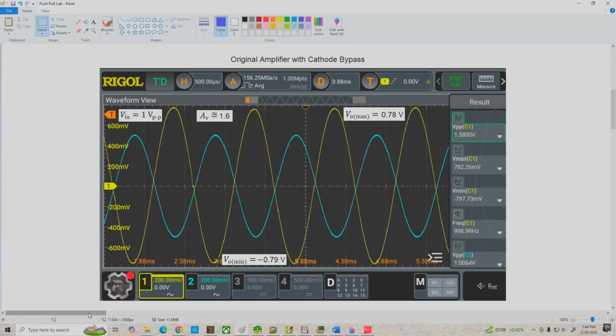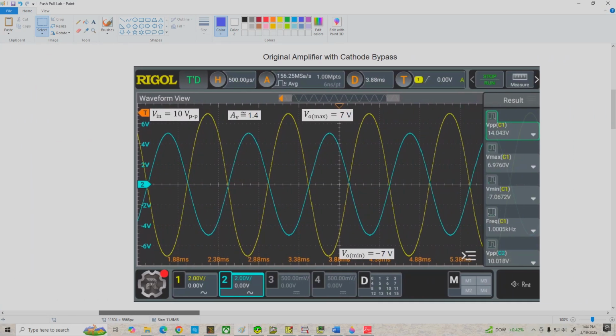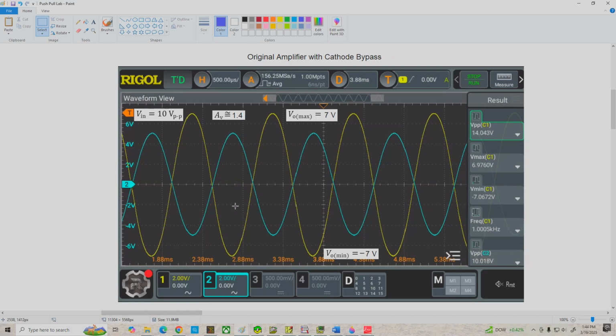And now let's see what happens if we turn the input voltage up to 10 volts peak to peak. Here we can see we're getting about 7 volts out on our maximum and -7 on our minimum. So again, it's a pretty clean, undistorted output voltage. The gain is a little bit lower now. It's about 1.4, but everything's looking good.